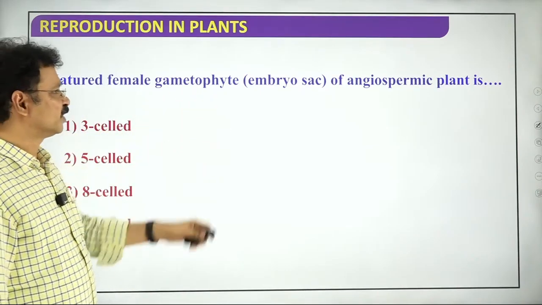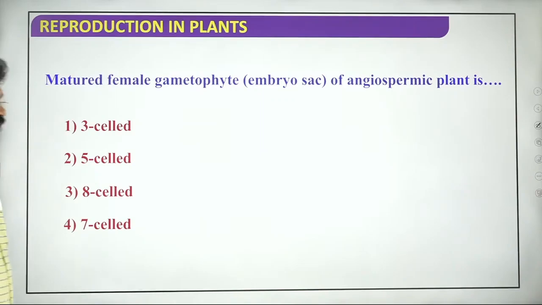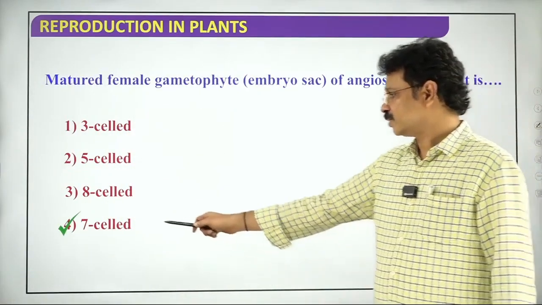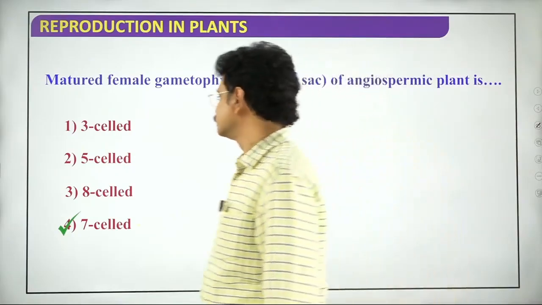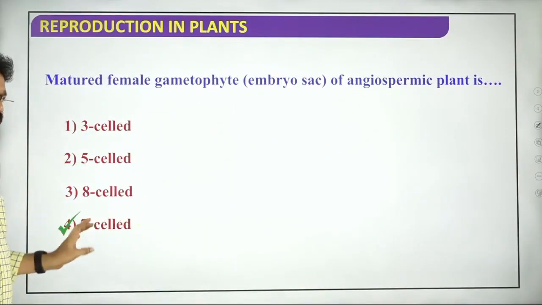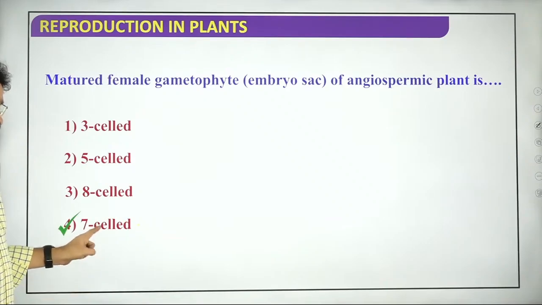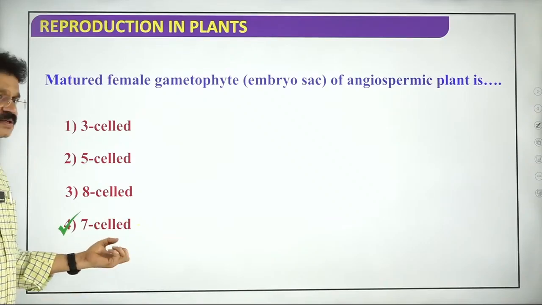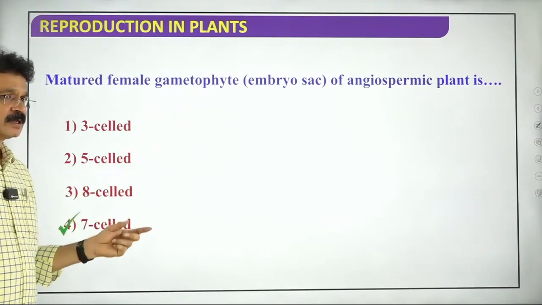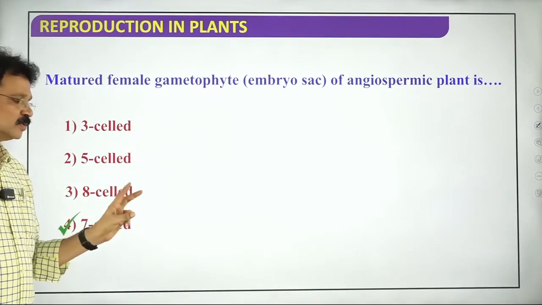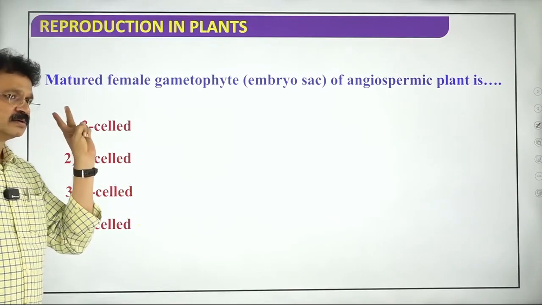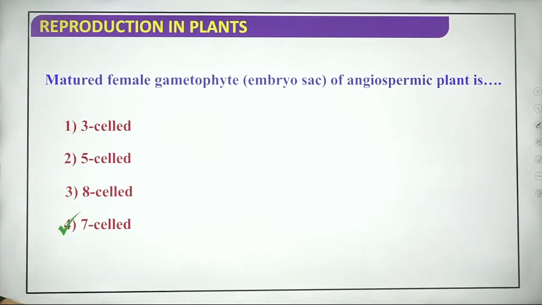Matured female gametophyte of angiospermic plant is: 7-celled, but 8-nucleated. Once recall the names of these 7 cells. The number of nuclei is 8, but the number of cells is 7. Once recollect the names of the 7 cells of this embryo sac: 3 antipodals, 2 synergids, 1 egg, 1 central cell with 2 polar nuclei.